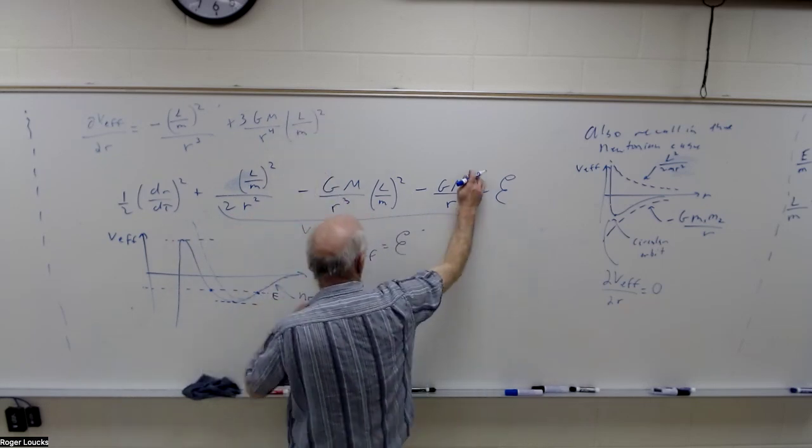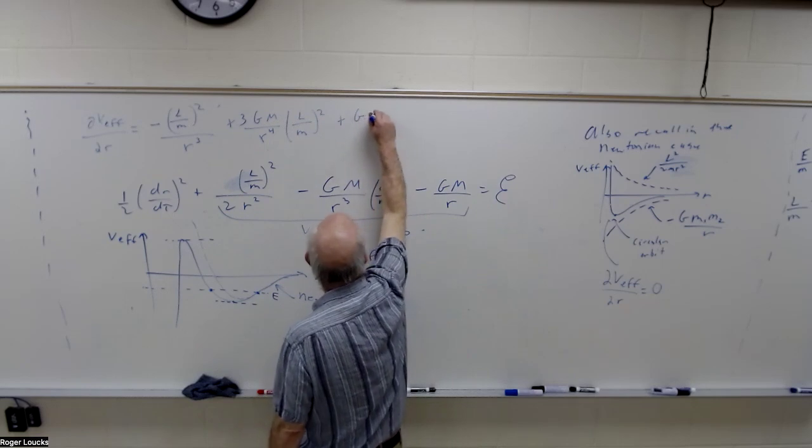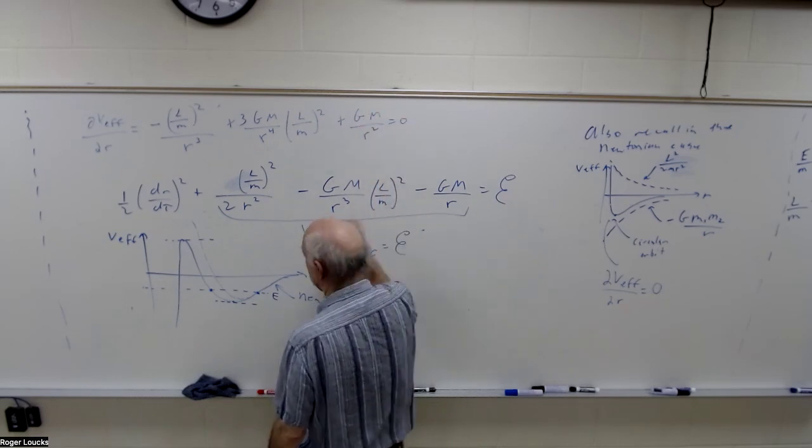If I do this one here, this is R to the minus 1 power, so this is going to be plus GM over R squared. And that has to equal 0.